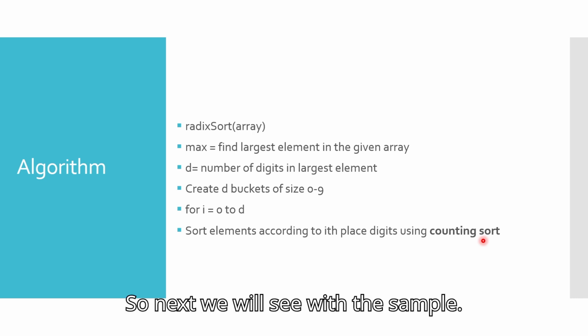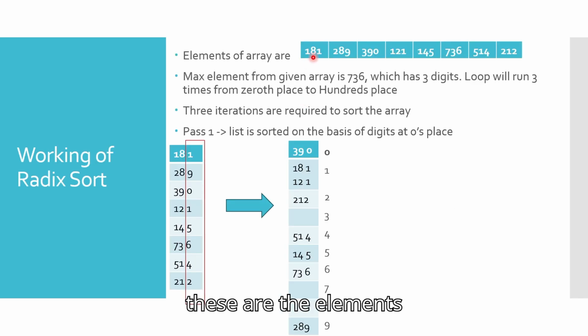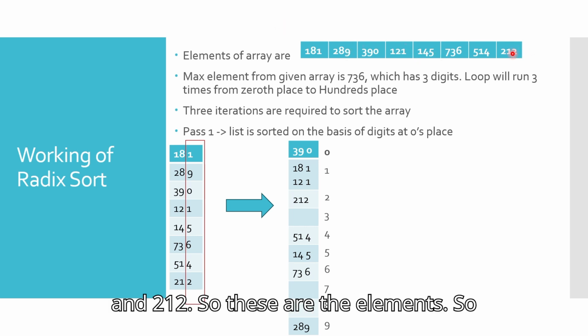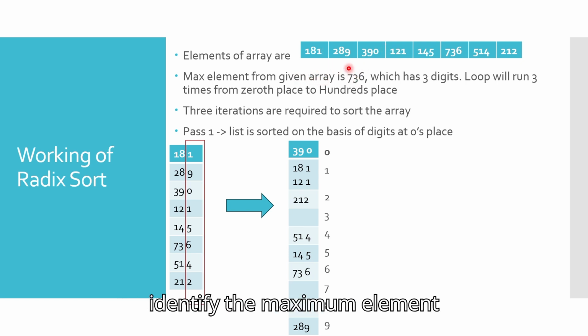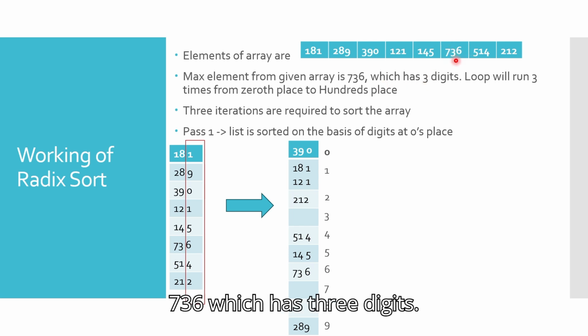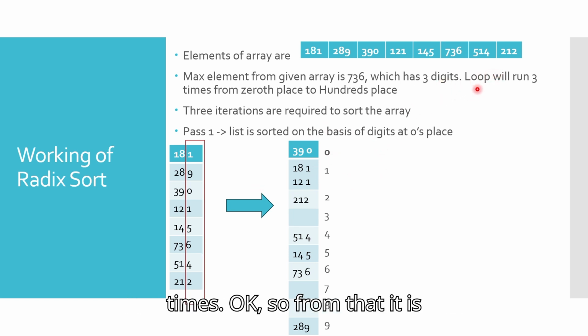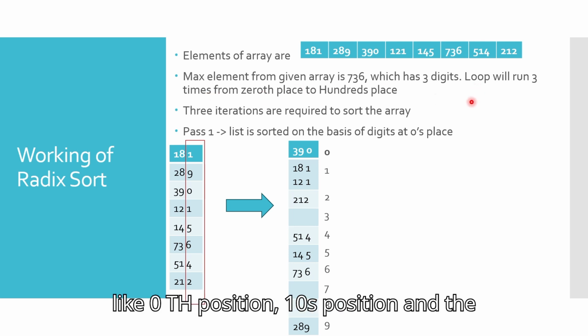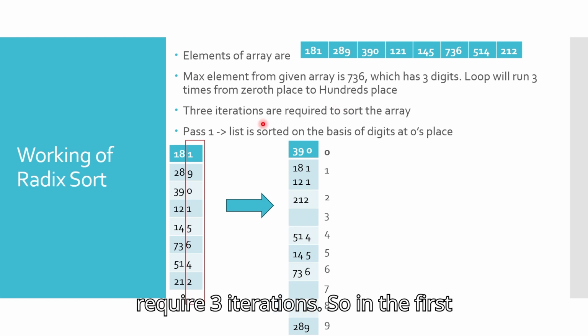Next we'll see with a sample array how it works. These are the elements: 181, 289, 390, 121, 145, 736, 514 and 212. From this, first we are going to identify the maximum or largest element. Here it is 736, which has 3 digits. So now we are going to iterate 3 times, for the 0th position, 10th position and the 100th position. So here we require 3 iterations.